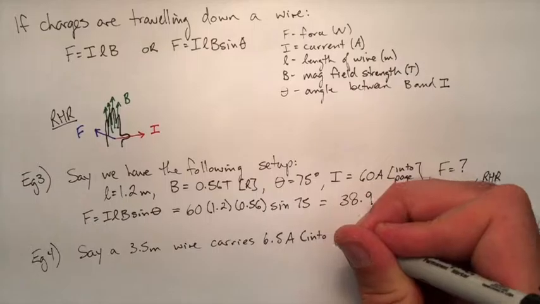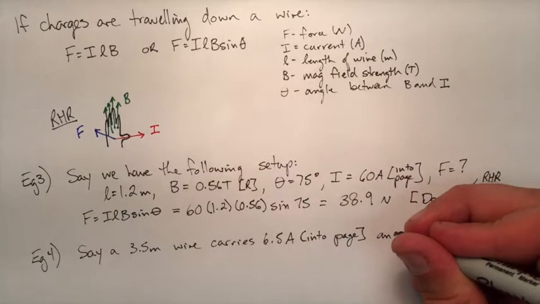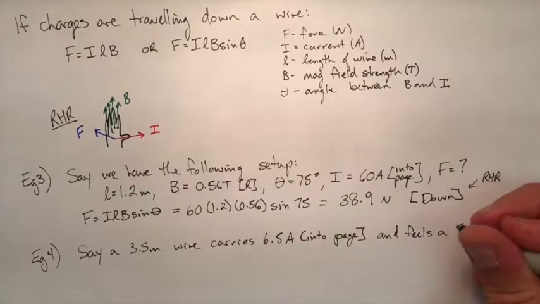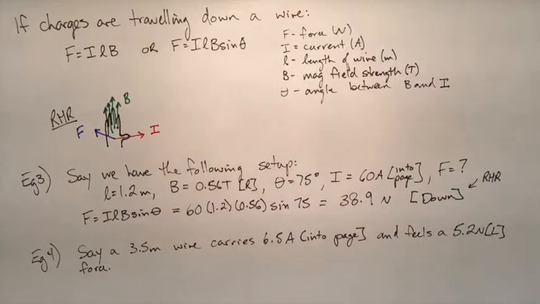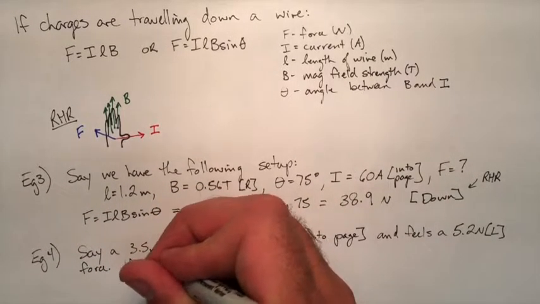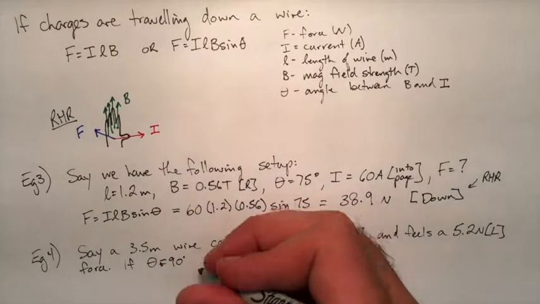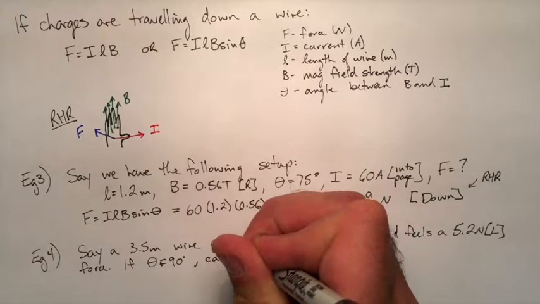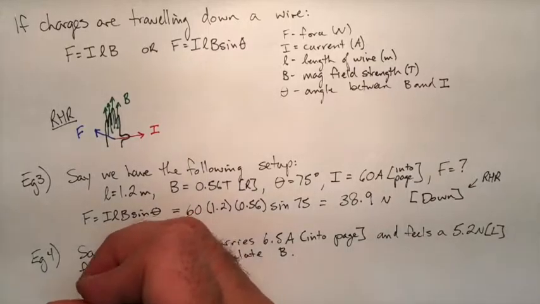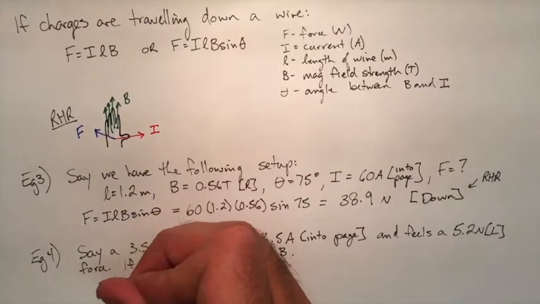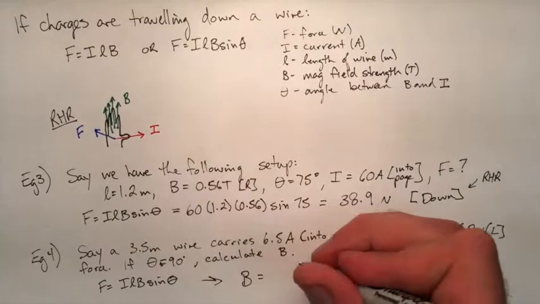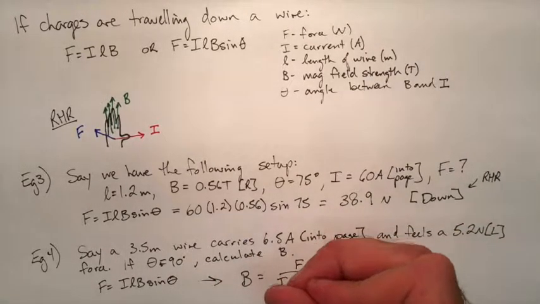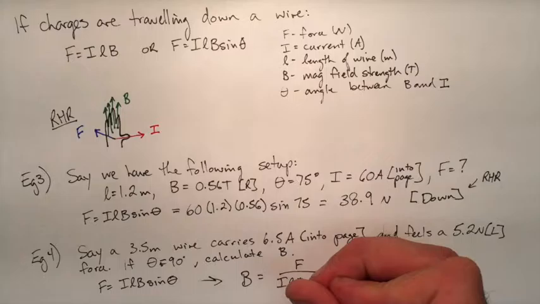Last one, let's say a 3.5 meter wire carries 6.5 amps into the page and feels a 5.2 Newton force to the left. Here, if theta is 90, let's calculate the strength of the magnetic field. So let's rearrange this equation, ILB sine theta, solve for B. Again, we're going to strictly find what our answer is and then try and figure out what direction that answer is going to be in.